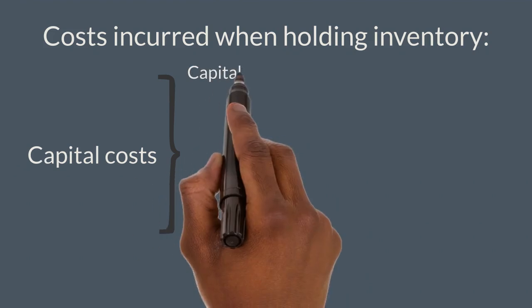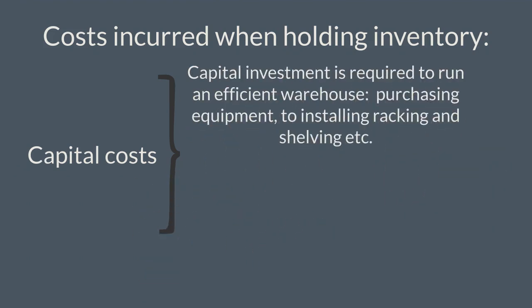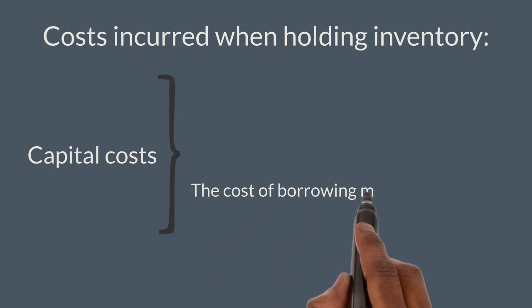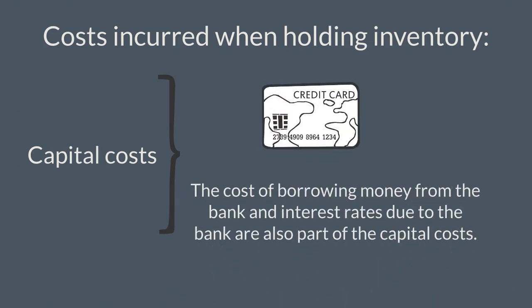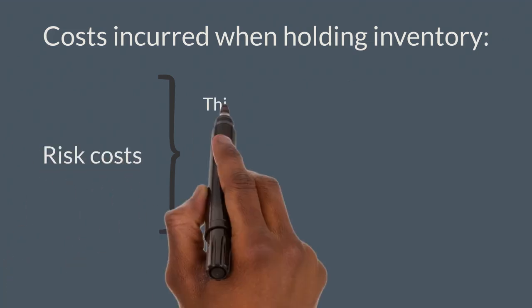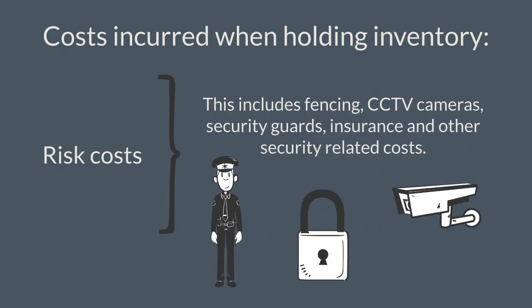Capital costs. Capital investment is required to run an efficient warehouse, from purchasing equipment to installing racking and shelving, etc. The cost of borrowing money from the bank and the interest rates due to the bank are also part of the capital costs. Risk costs. This includes fencing, CCTV cameras, security guards, insurance, and other security-related costs.